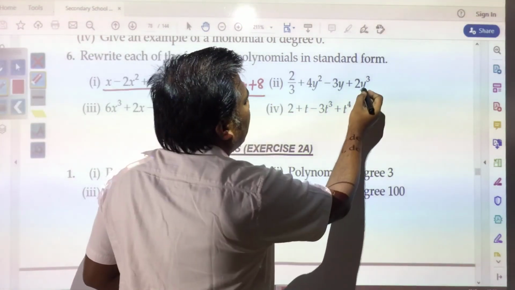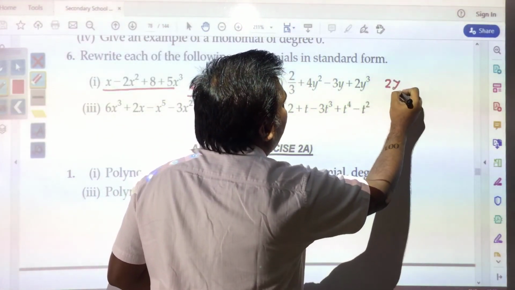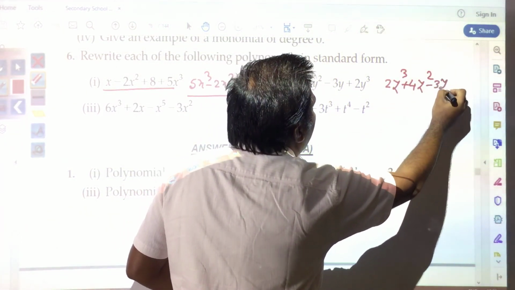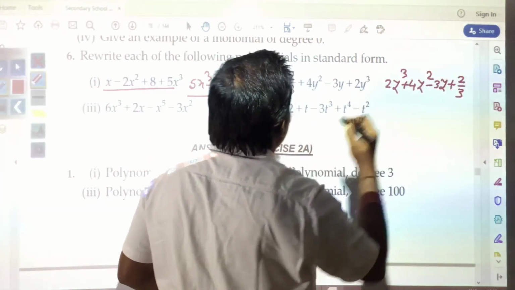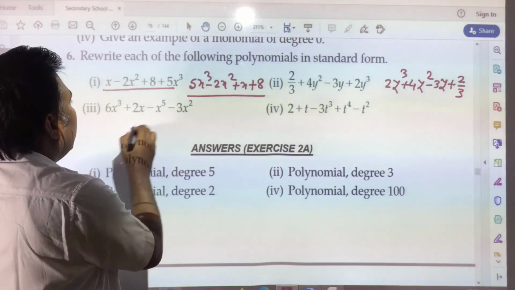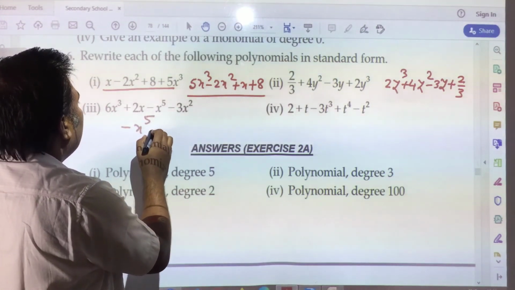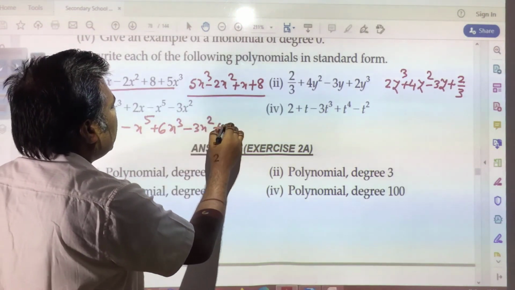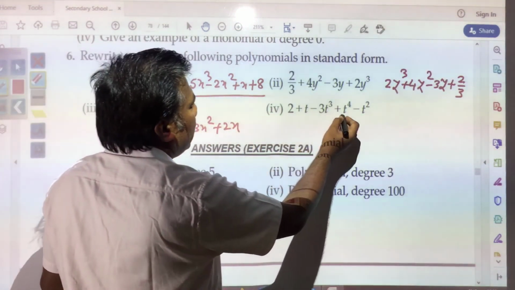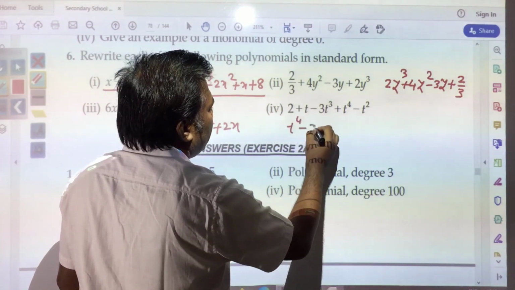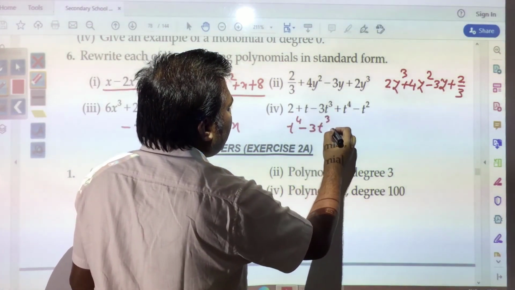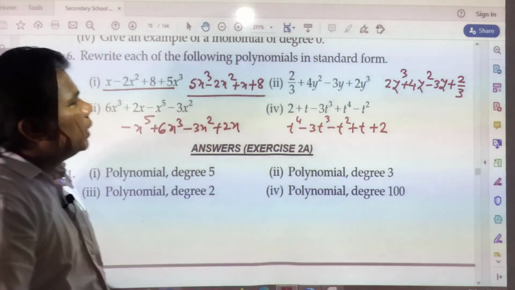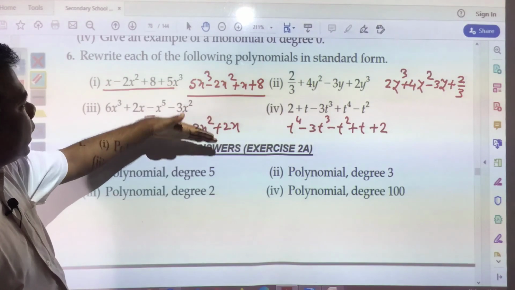Here you see maximum power is 2y cube plus 4y square minus 3y and plus 2 by 3. Here you see minus x to the power 5 plus 6x cube minus 3x square and plus 2x. Here you see t to the power 4 minus 3t to the power 3 minus t square plus t and plus 2. So, in this way this exercise has been completed.